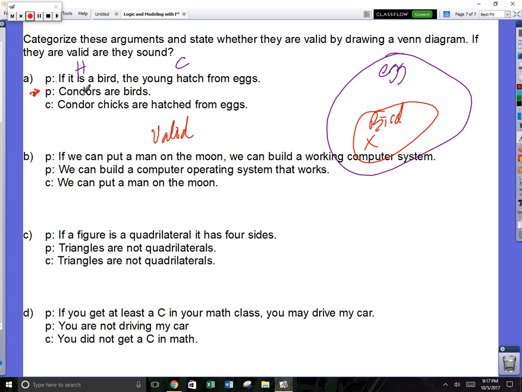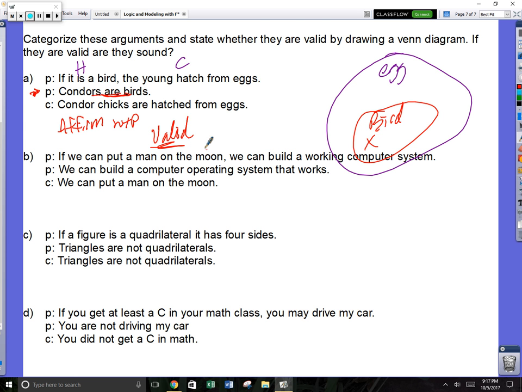Here's what they did. They affirmed the hypothesis. So condors are a bird. So they're talking about the hypothesis. And I am a bird, so that is affirming the hypothesis. And that is always going to be valid. The other one is if you deny the conclusion, that will always be valid.